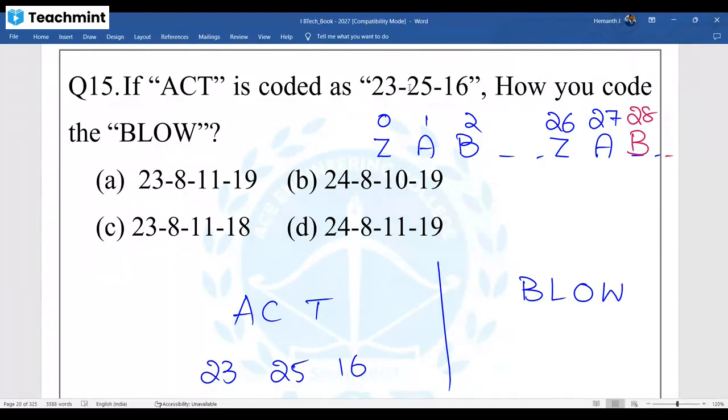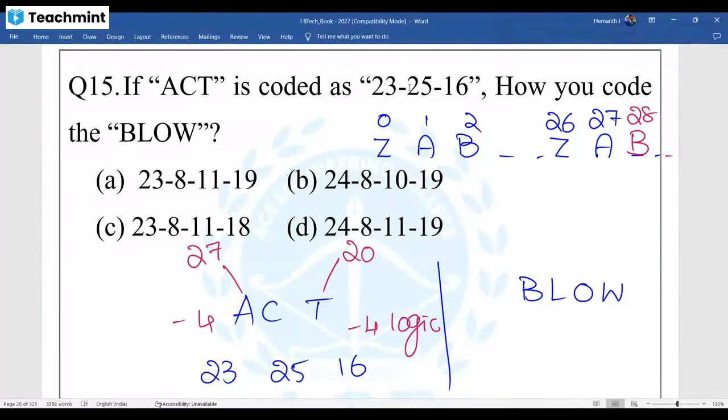What is the T value? 20. What is given? 16. That is minus 4, so they're subtracting 4. If I take the A value as 1, then 1 minus 4 is negative. To avoid a negative value, you can take the next cycle value of A, which is 27. 27 minus 4 is 23. To avoid negative values, I take the next cycle value.